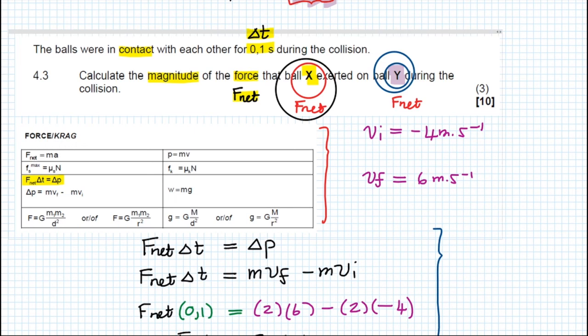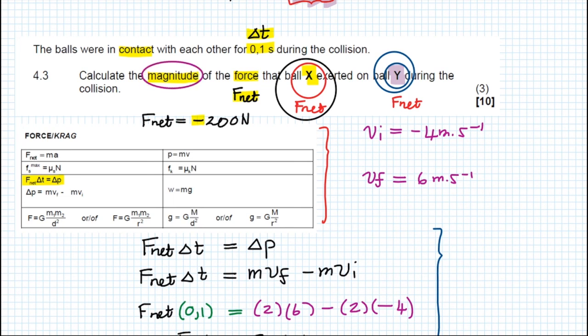Now, if you do your workings for ball X, in the end you're going to find the net force is equal to negative 200 newtons. So there's going to be a negative at the front of your answer. But the question only asks for magnitude, right? So you will then have to go further and say, therefore, the magnitude of the net force is equal to 200 newtons, so that the marker knows that you know the difference between magnitude and the actual vector called force.